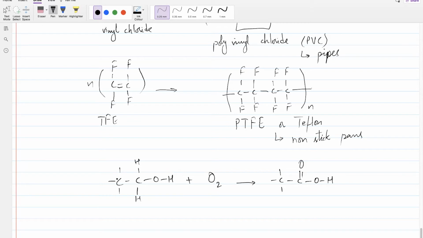Any hydroxy compound, obviously that's an alcohol. वो ये कर सकता है. And those other hydrogens are going to go away as water. They will not go away as hydrogen gas.